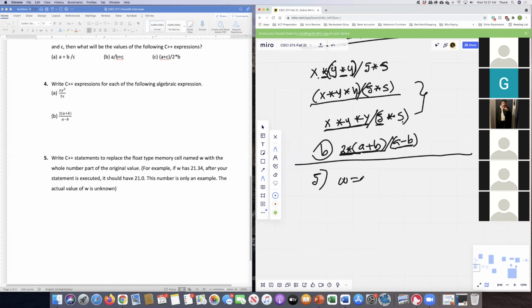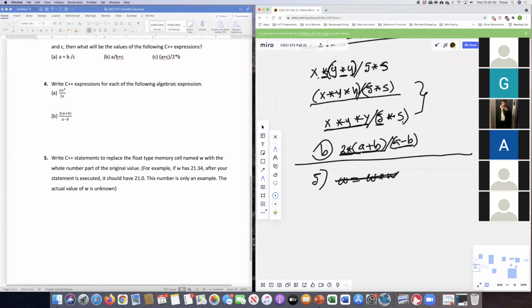So would it be W times W? W times W means you're squaring the value of W and replacing W with it. You're replacing the value of W with the square of the original value. But that's not what you need. Okay, I'll give you a hint. You need to pick up the integer part. The whole number part is the integer part, isn't it?